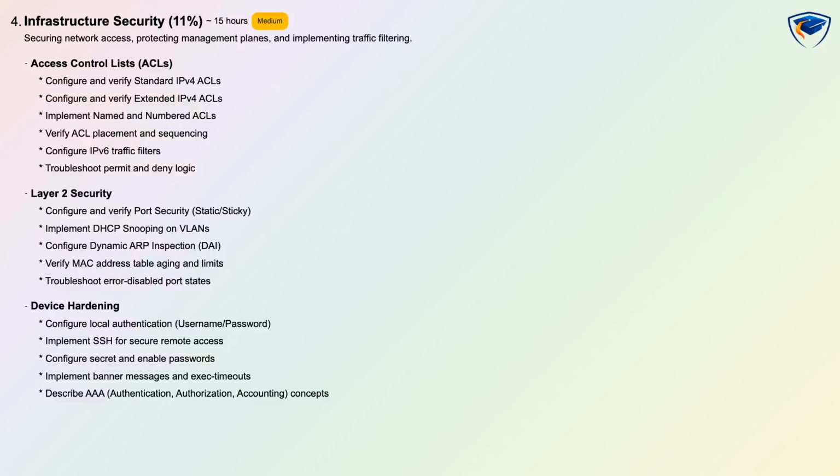Infrastructure Security accounts for 11% of the exam, is medium difficulty, and recommends roughly 15 hours of study with hands-on tasks. The domain teaches how to secure network access and protect management planes using ACLs, Layer 2 security features, and device hardening. You will configure standard and extended IPv4 ACLs and IPv6 filters, implement port security, DHCP snooping and dynamic ARP inspection, and harden devices with local authentication, SSH, secure passwords, exec timeouts, and an understanding of AAA concepts.